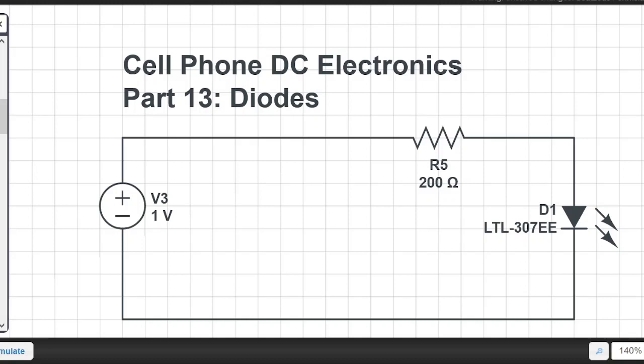Okay, let's keep going with the cell phone DC electronics. Let's talk about diodes. So what is a diode? We saw a light emitting diode. And what that is, it's a component in a circuit that lets current flow one way.